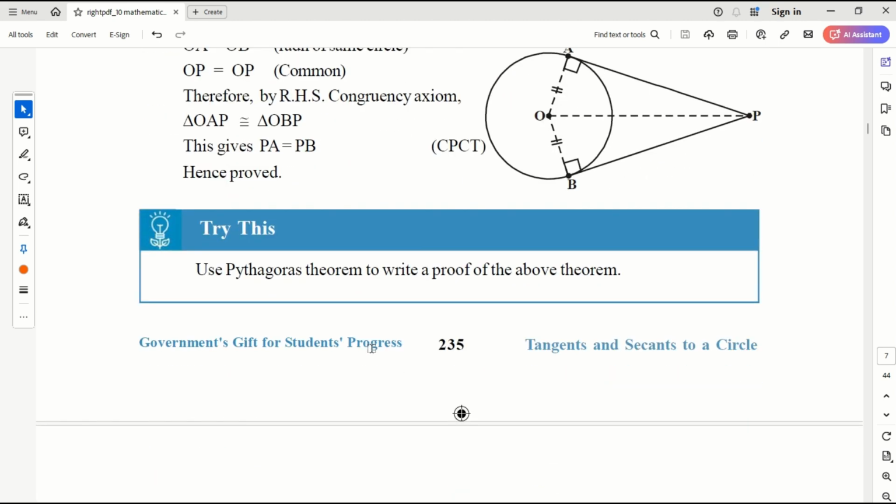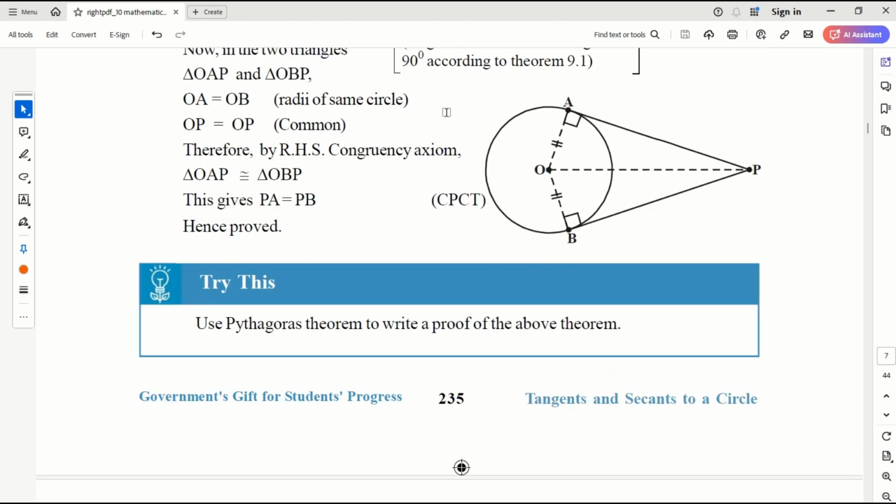Next, you can use Pythagoras theorem to prove this also, because you have the radius common and OP is common. Obviously, AP will be the square root of OP square minus OA square, which is also same as the square root of OP square minus OB square. Correct? So we can prove it that way also using Pythagoras theorem because these two are right angle triangles.